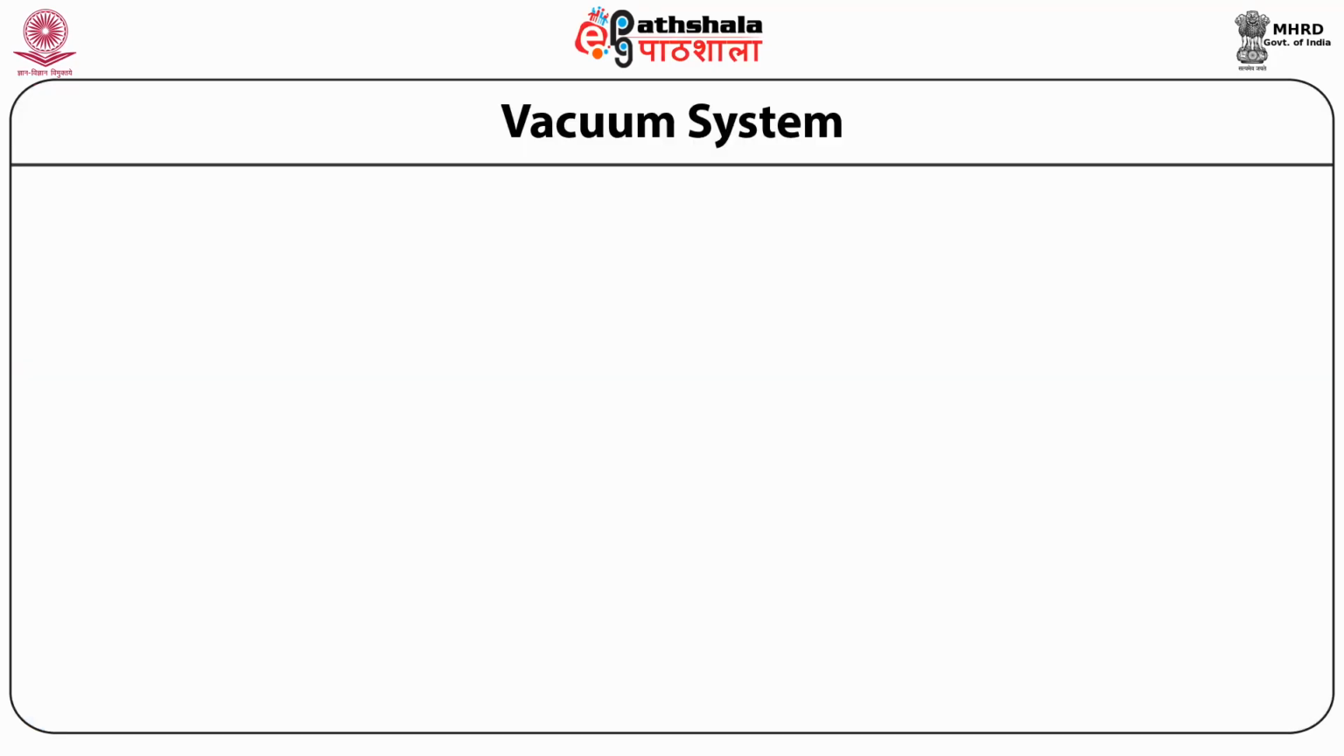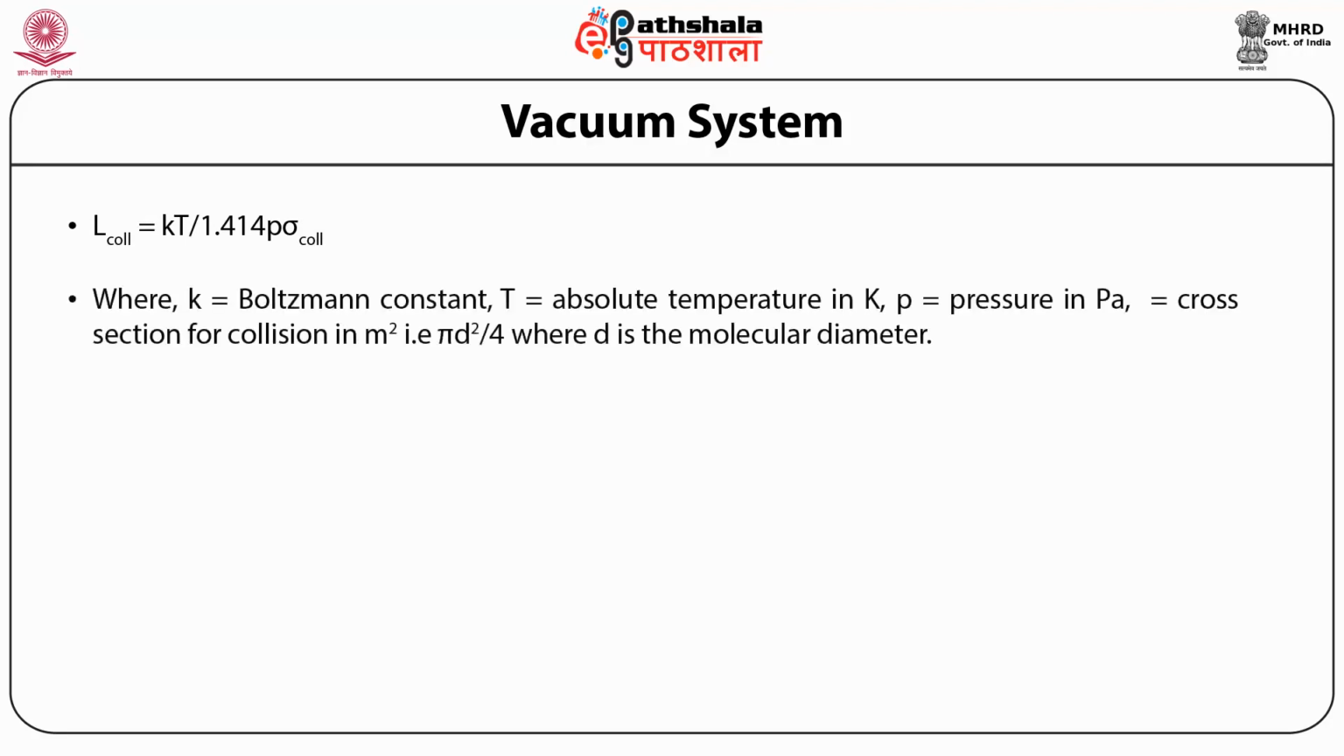Now about the vacuum system. Mean free path, which we represent by capital L subscript collision, between two molecular collisions can be calculated using the formula L collision is equal to kT divided by 1.414 P sigma collision, where k is the Boltzmann constant, T is absolute temperature in Kelvin, P is pressure in Pascal, and sigma is the cross section area for collision in meter square, that is pi d square by 4, where d is the molecular diameter.